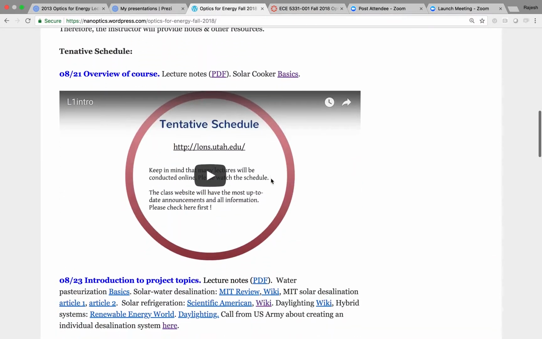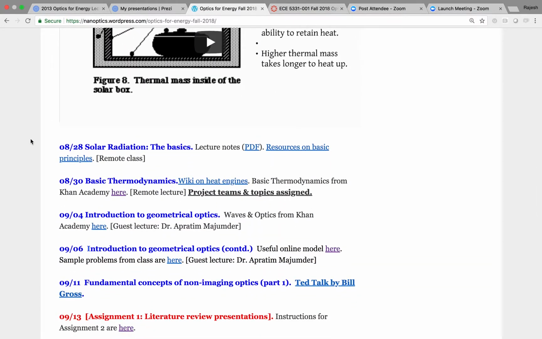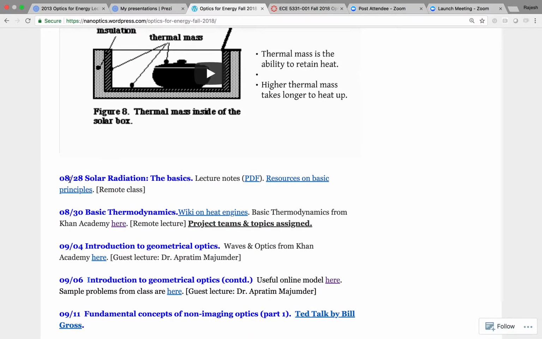So just so we know where we are on the schedule, we are in the second week. Today, our hope is to go through basically solar radiation. Also today, towards the end of the class, we will go through some specific examples of projects that you can potentially work on. My hope is to assign the teams and the topics by tomorrow. So by Thursday, you know what you're working on and you can start working on it.